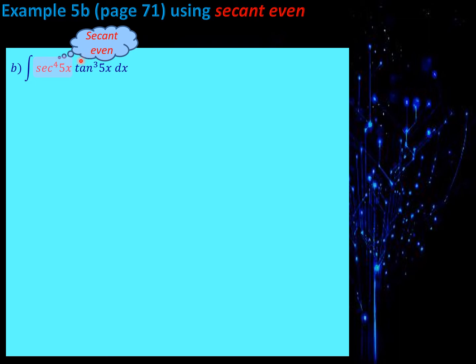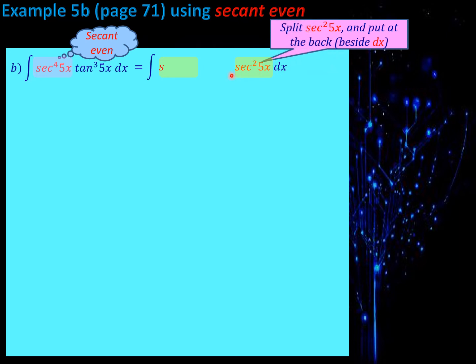Here, we can see that the powers of secant is even. So, the first step, we need to split sec squared and put at the back beside dx. After that, write the rest of the function so that when we simplify everything, it will be able to retrieve the function given in the question.